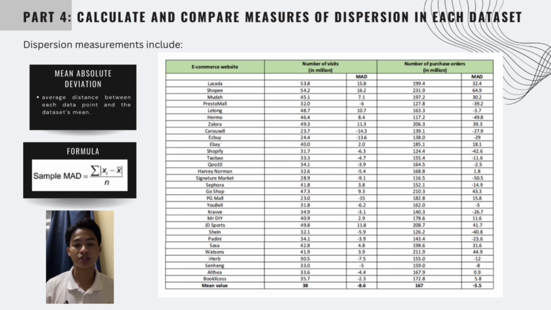It is the average distance between each data point and the dataset's mean. The formula is by firstly calculating the mean, then finding the absolute deviations, adding those deviations together, and lastly dividing the sum by the number of data points. By referring to the table given, these are the mean absolute deviations for each e-commerce website. The total MAD value for the number of visits is negative 8.6, while the number of purchase orders is negative 5.5.